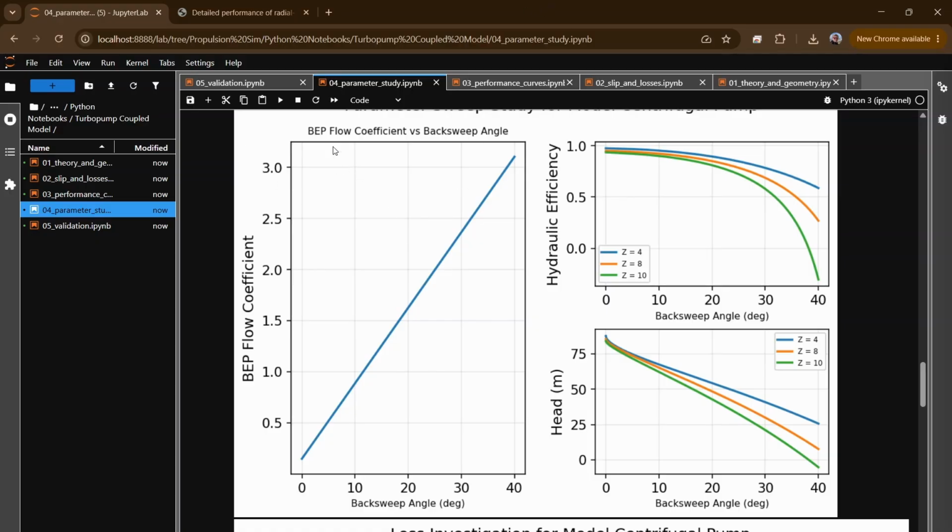And that relates here because we have the BEP flow coefficient versus back sweep angle, which we did for a linear approximation. So as the back sweep angle increases, the BEP flow coefficient also increases. That's because as we have more back sweep, we have a higher fluid velocity at the end. So we need more fluid to go through.